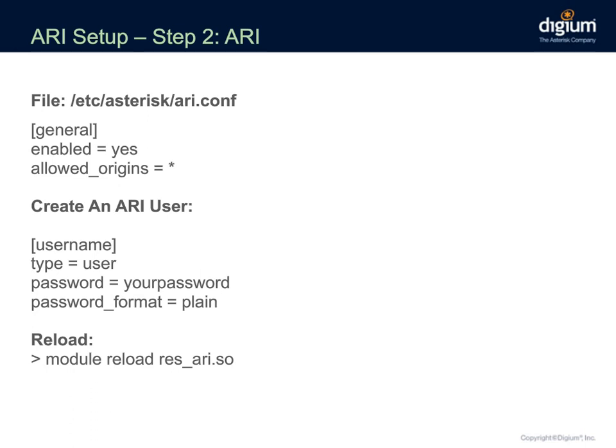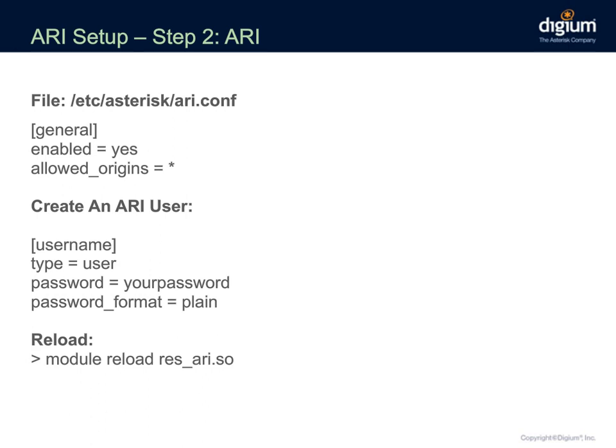So here's the second step. You have to go into ari.conf and set enabled equals yes and allowed origins equals, and in this case we have star set, which is any origin. If you're running a production system, you'll probably want to keep it very carefully firewalled away from the public internet, but at the very least you'll want to set it up so that origins are controlled so that there aren't people at random spots in your company's network sending commands to your Asterisk.